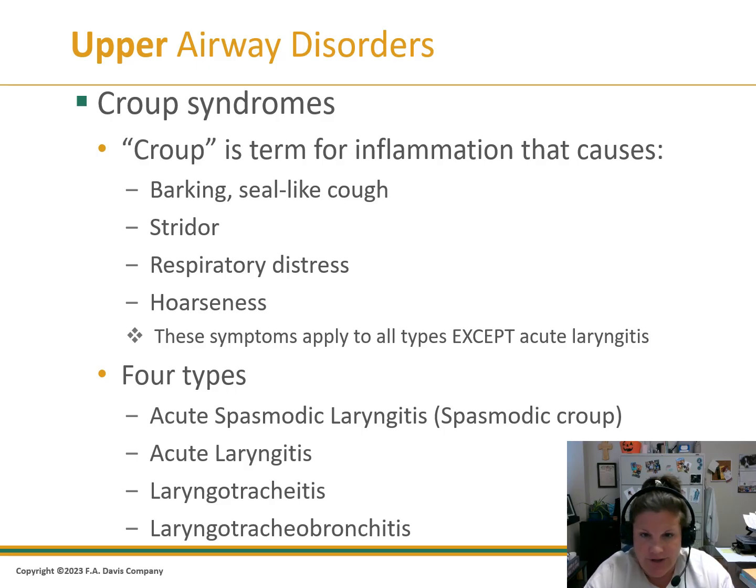So if you look on this slide, right beneath what I just finished explaining, it says there are 4 types of croup. There's acute spasmodic laryngitis, also known as spasmodic croup. There's acute laryngitis, there's laryngotracheitis, and there's laryngotracheobronchitis. And obviously they're differentiated based on what structures are involved as far as inflammation and infection goes. So of these 4 types, all of them are going to have these characteristics: the barking seal-like cough, the stridor and other distress indicators, and the hoarseness, except for acute laryngitis.